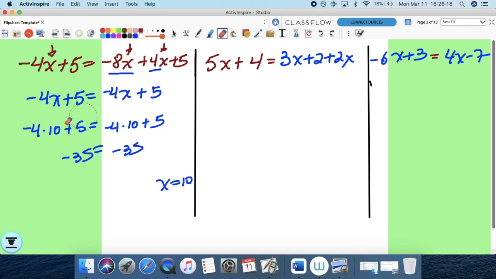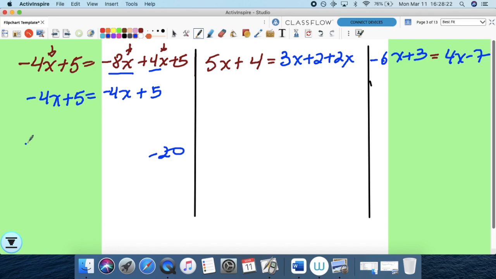Again, pick another number. I don't know. Pick negative 20. So negative 4 times negative 20 plus 5. On the other side, it's going to be negative 4 times negative 20 plus 5. And what do we get? 4 times 20 is 80. Positive, plus 5, we're going to get 85. On the right side, we're going to get 85.